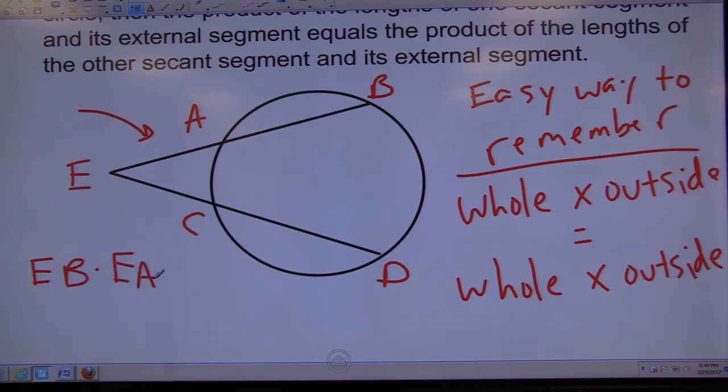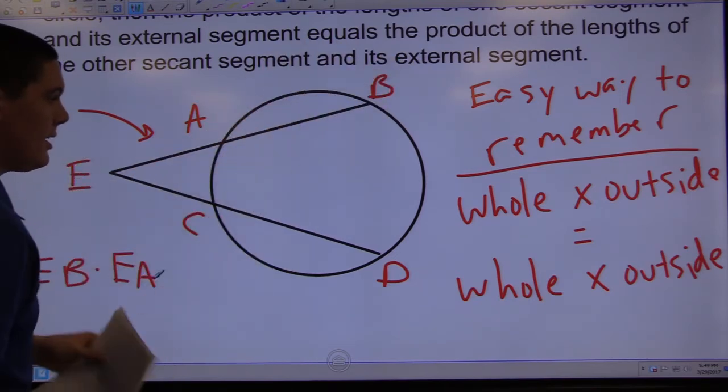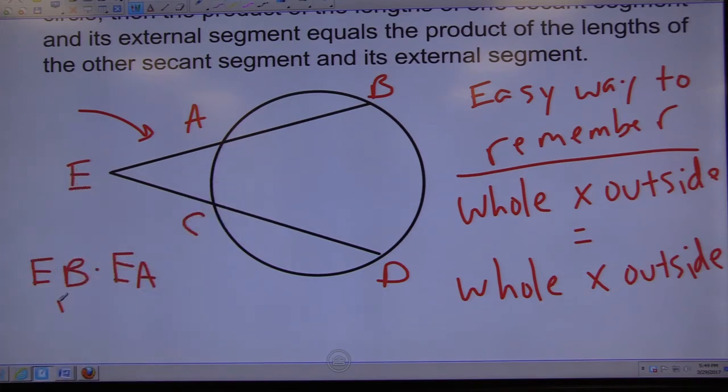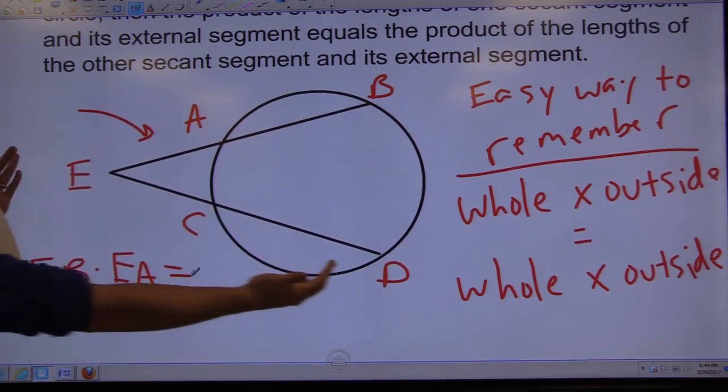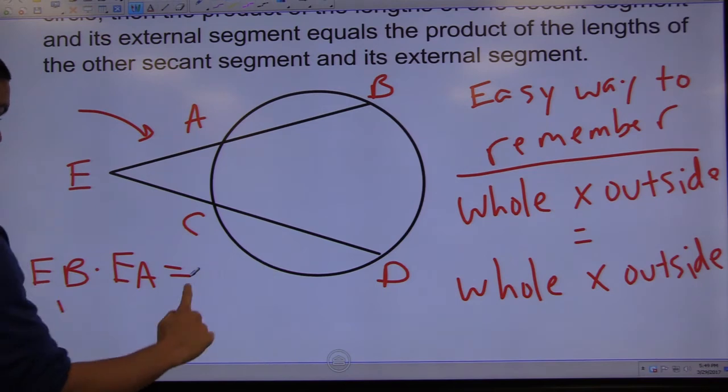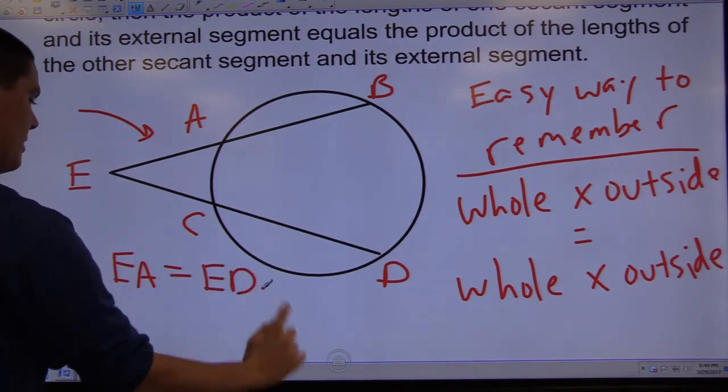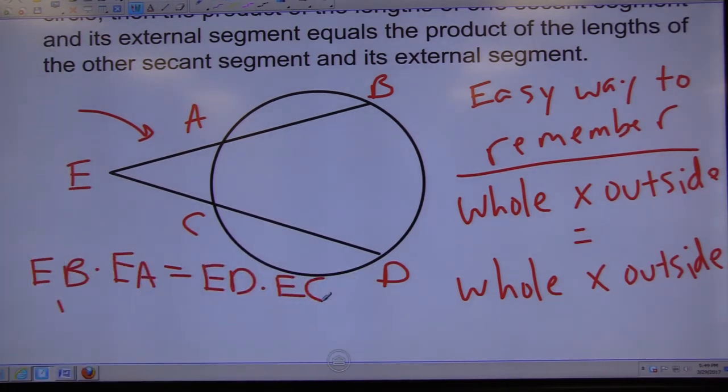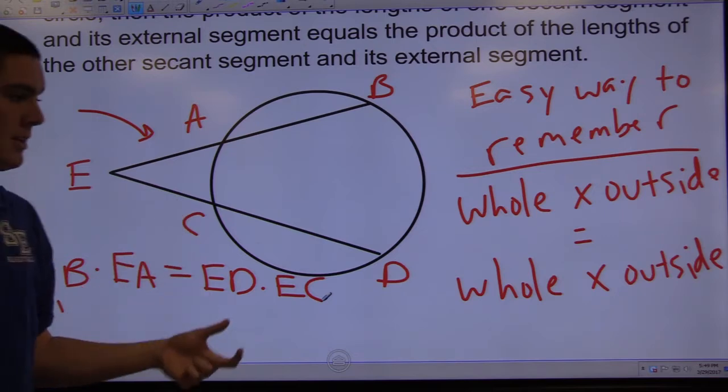So what we're saying here is the whole times the outside. So EB times EA is going to equal the whole times the outside of this secant segment. So it's going to be ED times EC. All right, so hopefully that makes sense. That's what this theorem is saying. Whole times the outside is equal to whole times the outside.